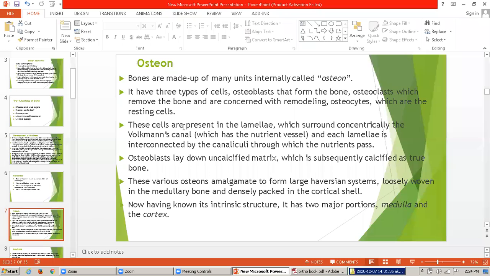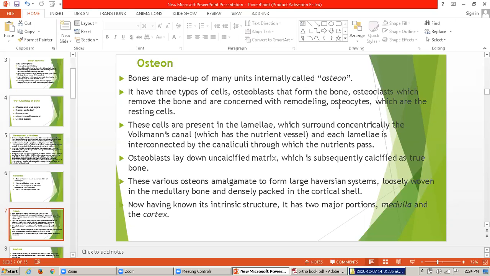These cells are present in the lamellae, which surround concentrically the Volkmann canal, which has the nutrient vessel, and each lamella is interconnected by the canaliculi through which the nutrients pass. This is how nutrients pass from the mother to the embryo, through the Volkmann canal. So these cells are present in the lamellae.